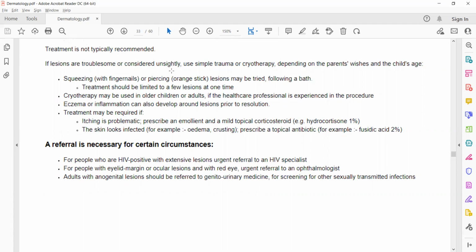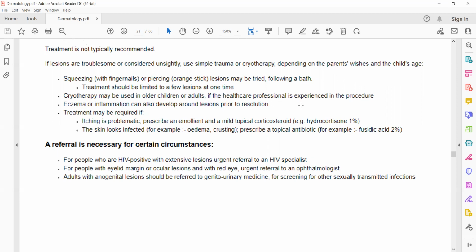See, if the lesions are troublesome or considered unsightly, if the patient says, I don't like them, or they do not look good, then cryotherapy or simple trauma can be done. How? Squeezing with fingernails or piercing the lesion may be tried first, following a bath. And treatment should be limited to a few lesions, one at a time. So we have two treatment options, either simple trauma or cryotherapy, depending upon the parents' wishes and the child's age.